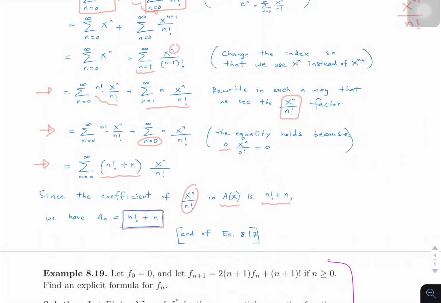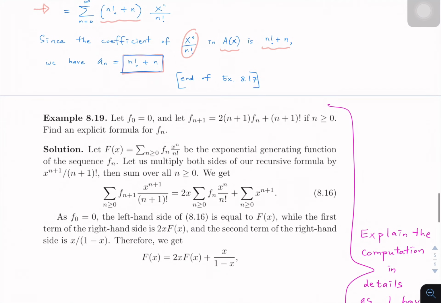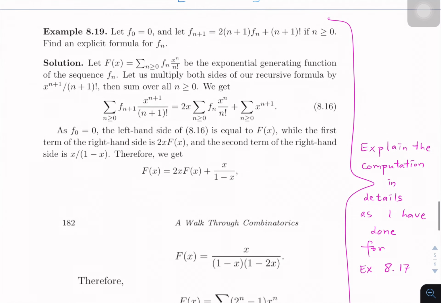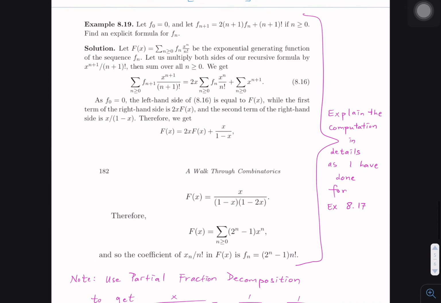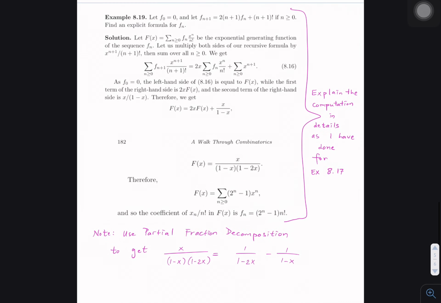So this is the end of example 8.17. For part of your reading homework, I want you to read the second example in this section. So again, you're given recurrence relations, and you're asked to find an explicit formula for f sub n. And again, in this situation, it wouldn't be possible to find the ordinary generating function, but you could find the exponential generating function. So the book gives a quick explanation to find the answer.